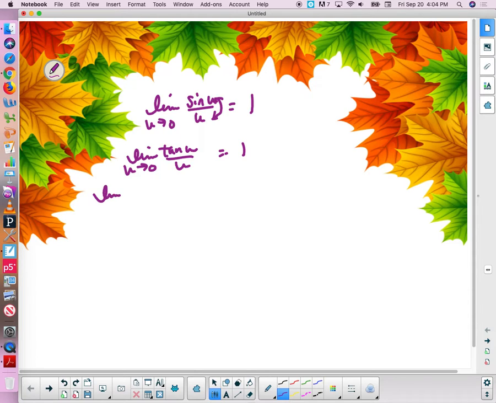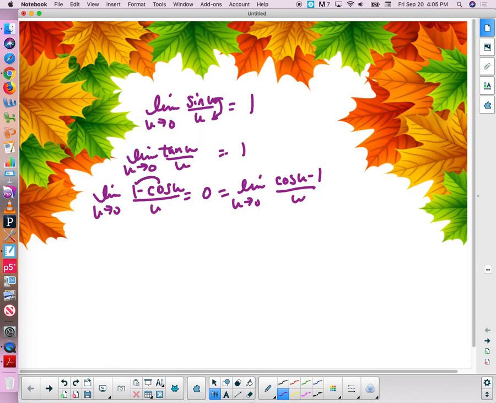And also the limit as u approaches 0 of 1 minus cosine u over u equals 0. That would also be the limit as u approaches 0 of cosine u minus 1 over u. You can't take the reciprocal of it because that would be undefined, but you can take the opposite like this. Alright, so we'll be using those facts.